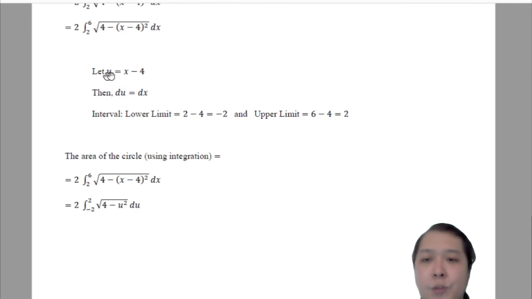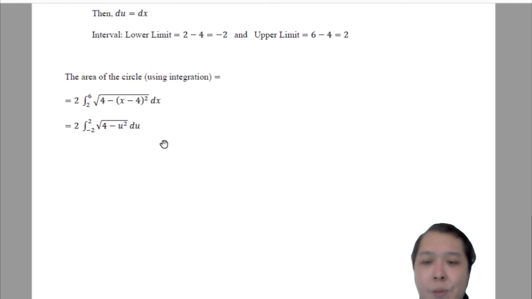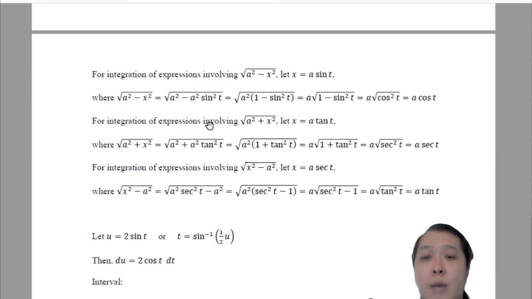So x changed into u following this. You can see this. The new u for each 2 and 6 will be the new interval. It will be minus 2 until 2 for u. Now everything is in u, and the next problem we have is the square root, squared under square root. Now this might be a little bit special, but I hope you guys already know about this kind of technique.